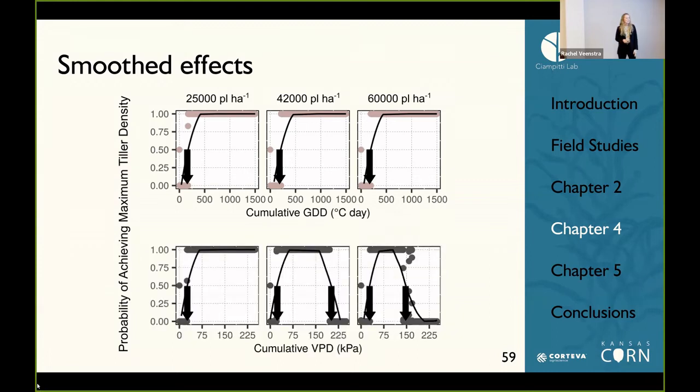If we look at something like the vapor pressure deficit, we have a minimum, but then as we get into our higher plant densities, we also have a maximum where these plants are more likely to be stressed based on this higher vapor pressure deficit, and we can see tiller abortion in these higher plant densities, potentially due to vapor pressure deficit.